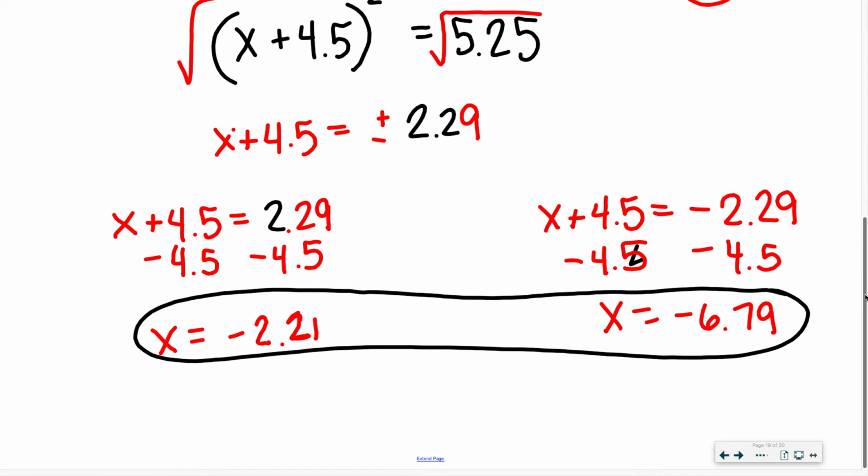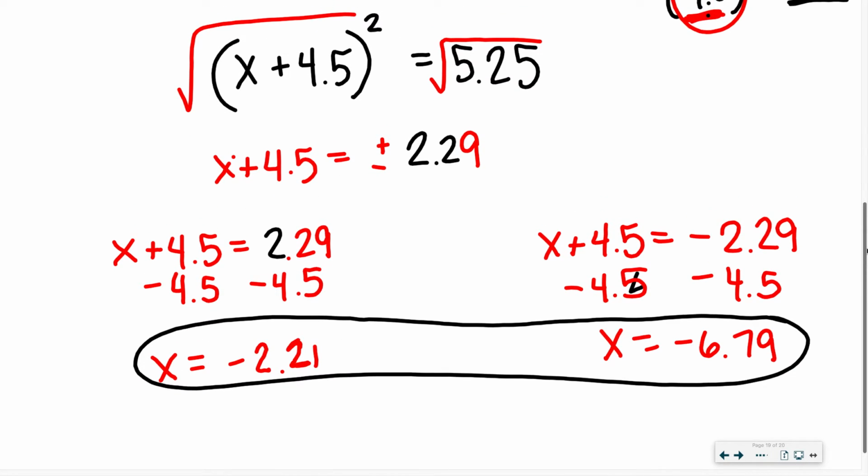I did the negative 2.21. I did 2.29 minus 4.5, that's negative 2.21. And then here it's negative 2.29 minus 4.5, so it's negative 6.79. Because by square rooting it's positive or negative, so when I write it out here, this equation would be the positive and this equation would be the negative. Because you'll have 2 answers.